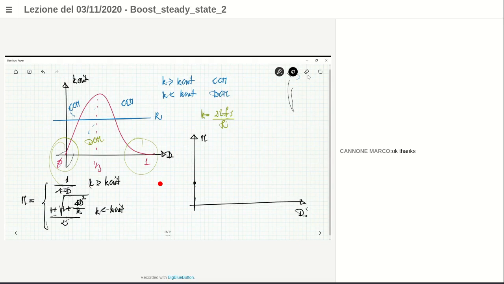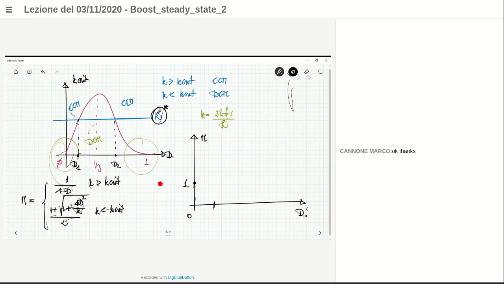For D equal to 0, both expressions give us 1. Okay? Then the curve is something like this. Supposing that you have, I don't know, this K here, K star. For that specific K, you are in CCM up to this duty cycle D1, and are in DCM from D1 to D2. And then for a duty cycle larger than D2, you are again in CCM.